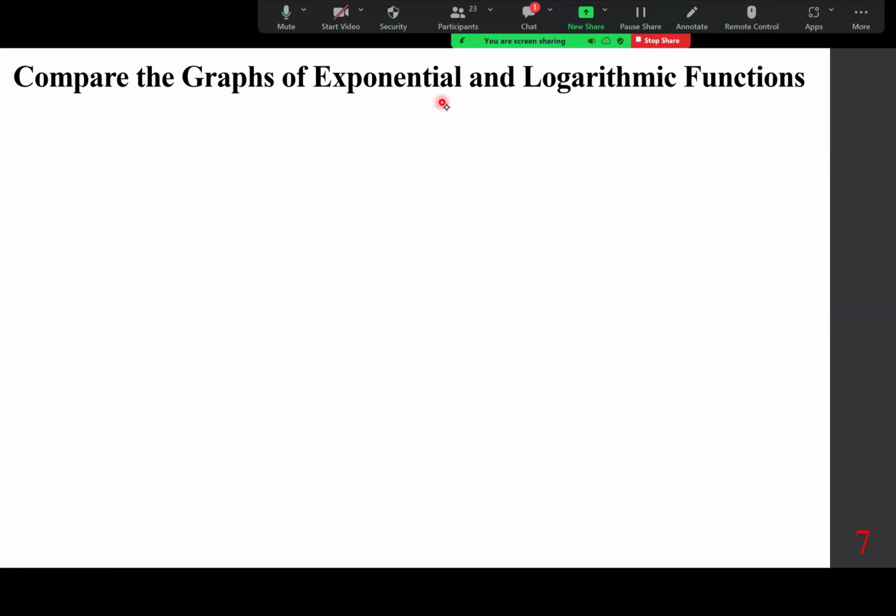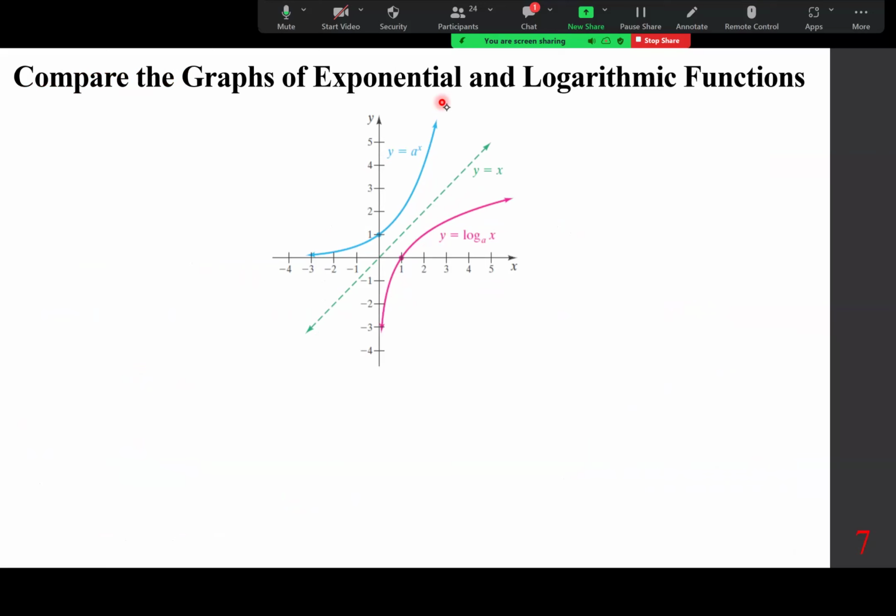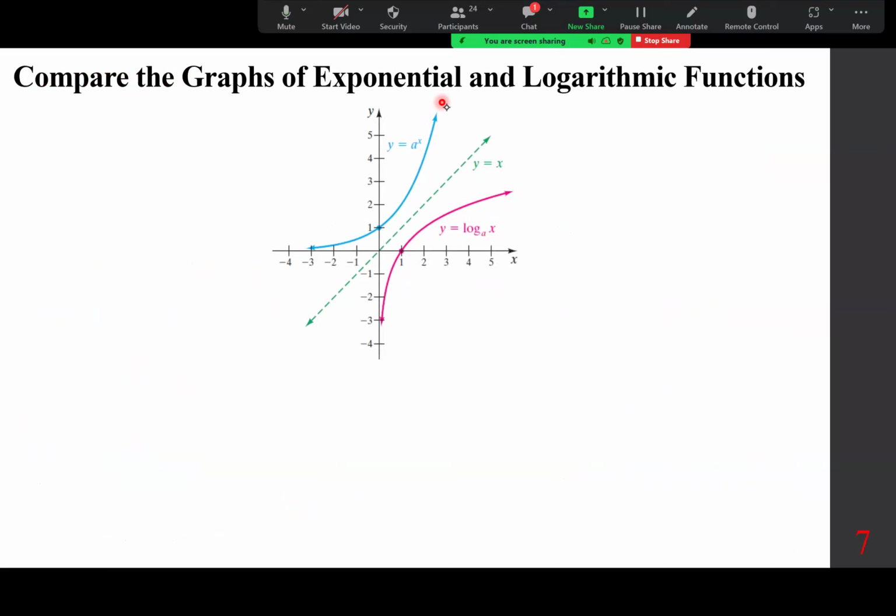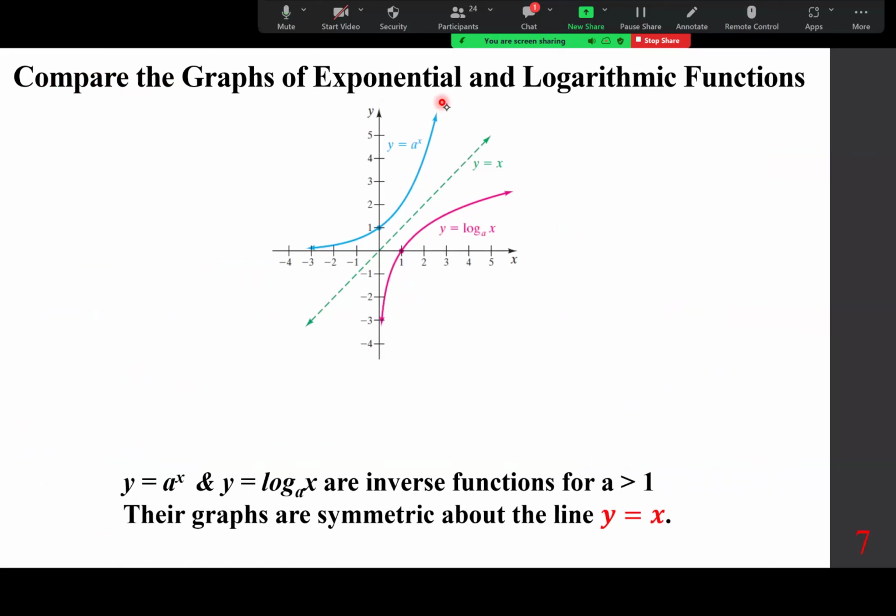Compare the graphs of exponential and logarithmic functions. We have done the exponential, and now we did the logs. Again, this happens when a is larger than 1. Y equals a to the power of x, and y equals log x base a are inverse functions for a larger than 1. Their graphs are symmetric about the line y equals x. Okay, so that's pretty straightforward, everybody.